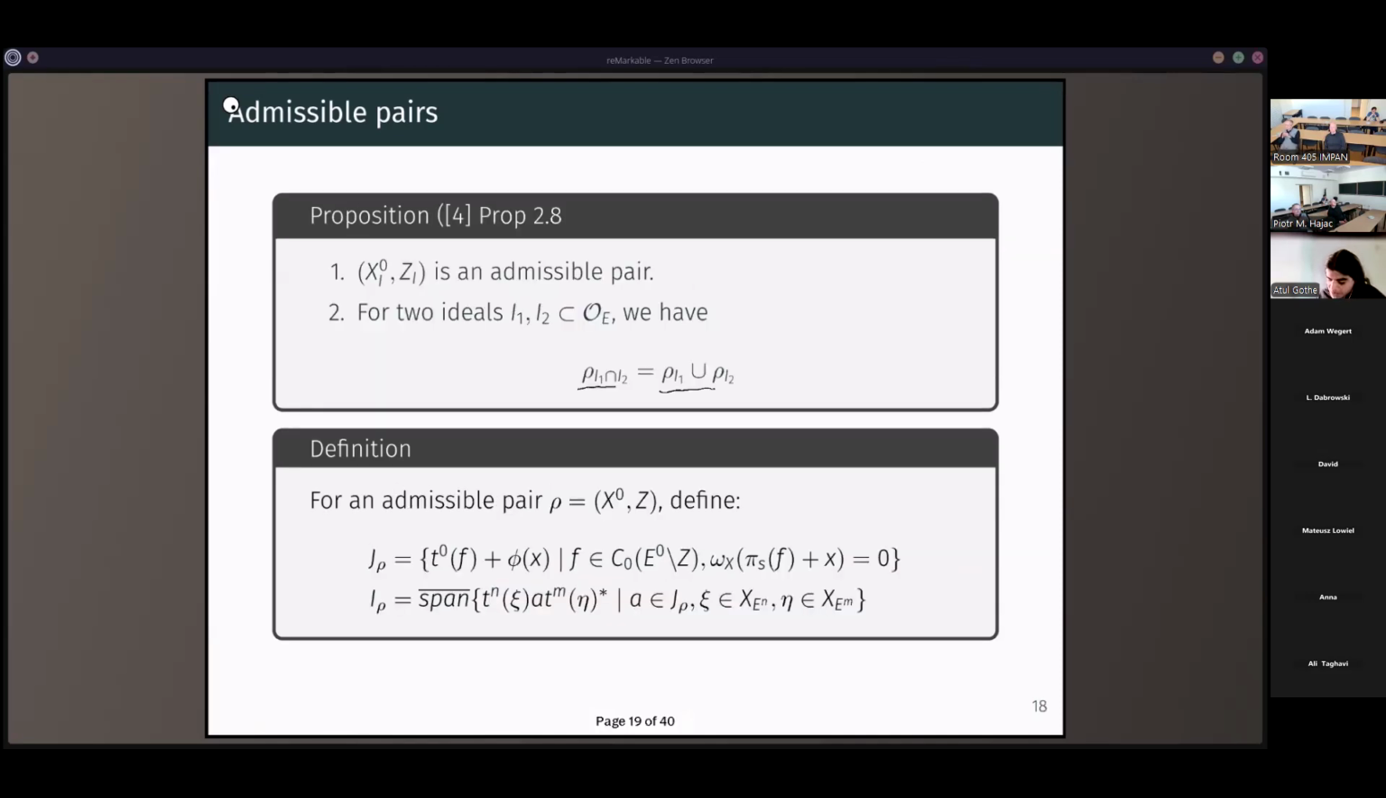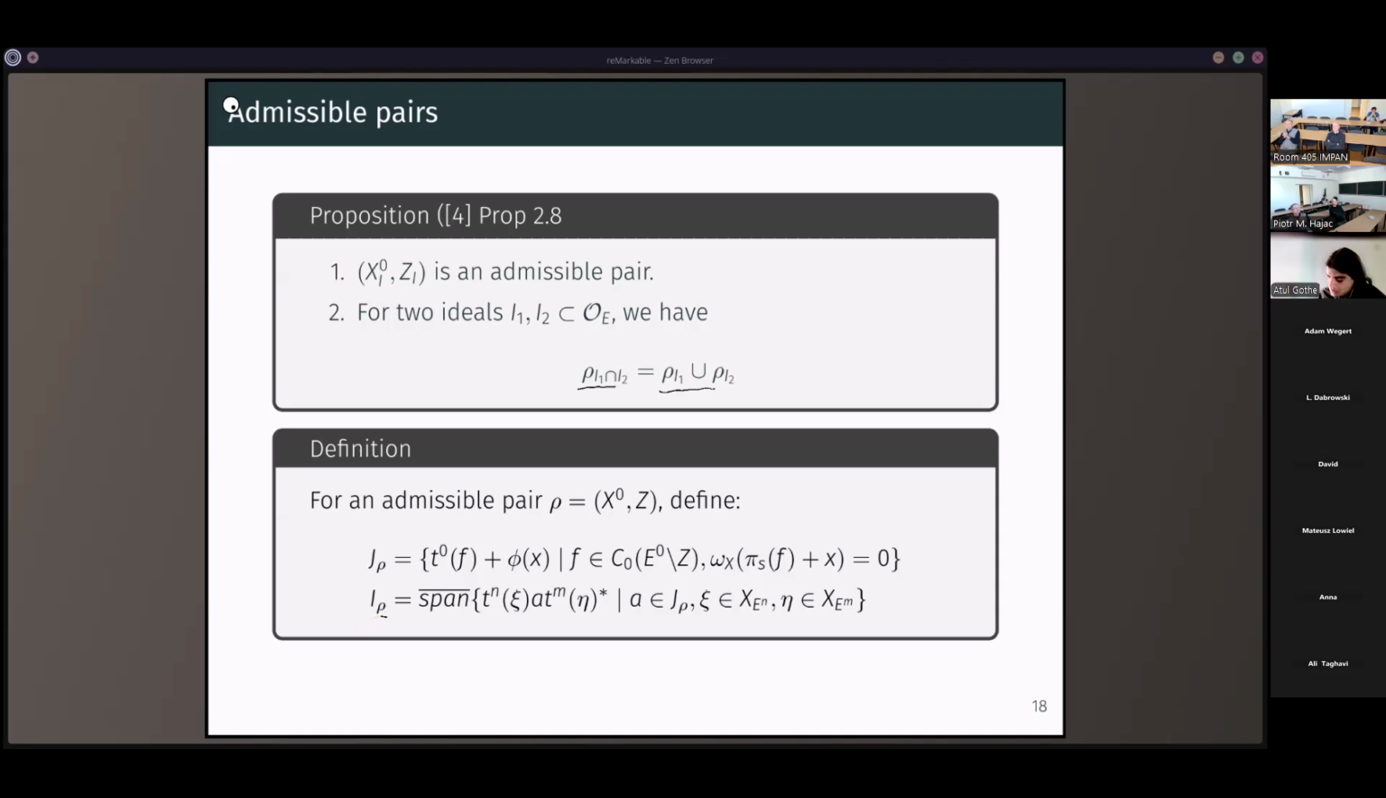And similarly, if we start with an admissible pair, we can define an ideal corresponding to this, which is I rho. Again, whatever the technical definitions, the take-home message, the meat and potatoes, is that for an admissible pair, we can define a closed ideal I rho of the C star algebra itself.